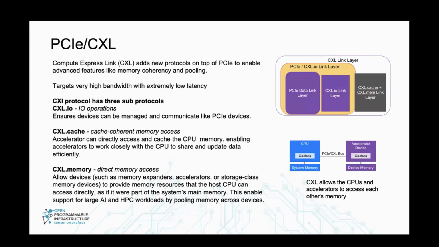CXL.cache. It provides cache coherence to the memory access. What does it mean? If you see in the diagram at the bottom, we have a CPU and an accelerator, connected through the PCIe and CXL bus. The accelerator can access the CPU and cache its memory. Similarly, the CPU can access the accelerator and cache its memory. So the memory between the CPU and accelerator is consistent, and any change in the memory is known to each other.